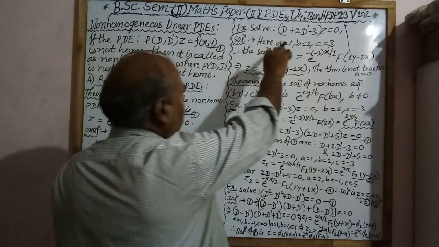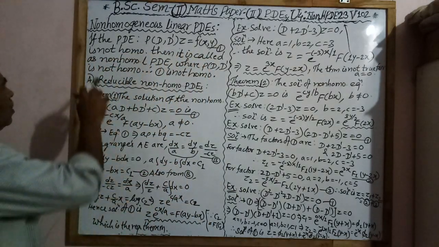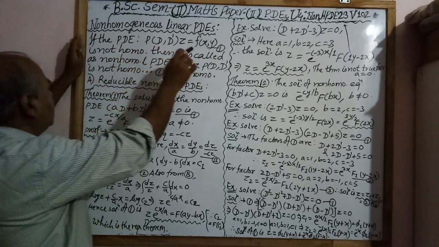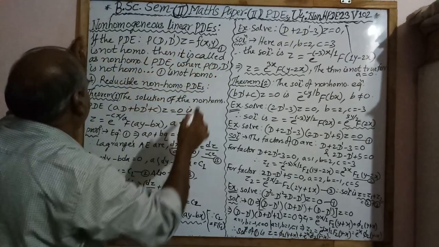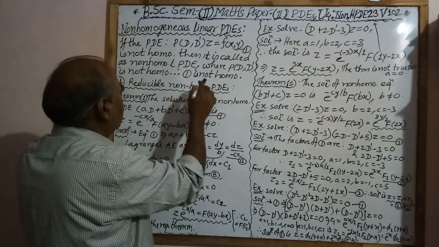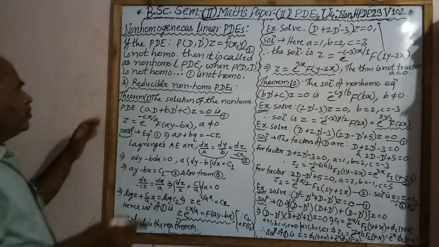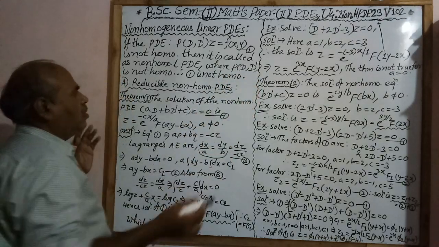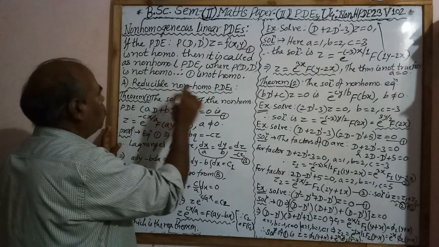We start unit number 4, non-homogeneous partial differential equations. First we'll see the definition of non-homogeneous linear partial differential equations. If the differential equation P(D, D')z = f(x, y) is not homogeneous, then it is called a non-homogeneous linear PDE, where P(D, D') is not homogeneous. That means this polynomial P(D, D') has terms that do not all have the same degree.